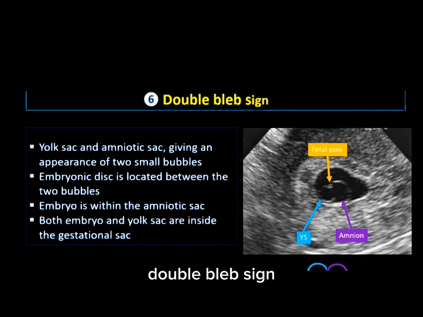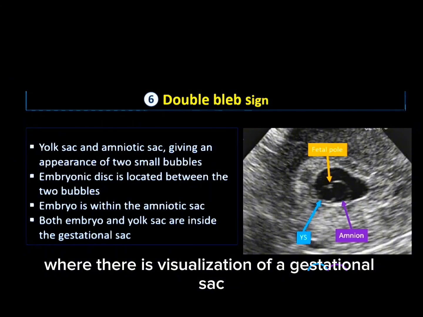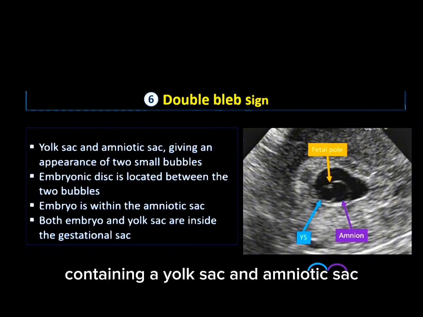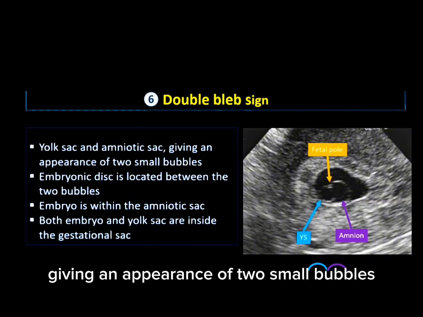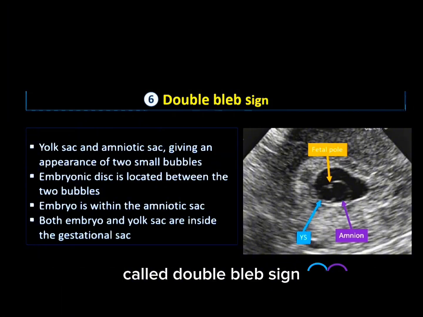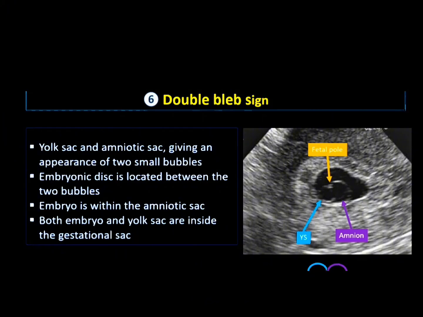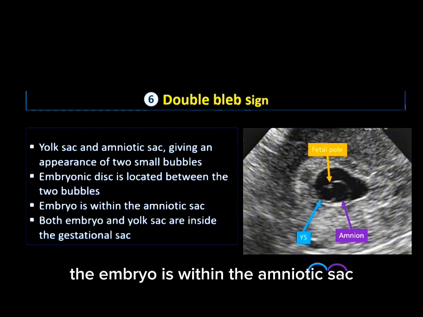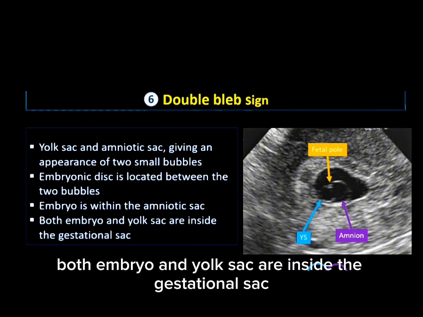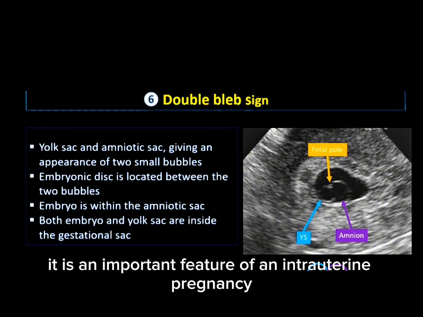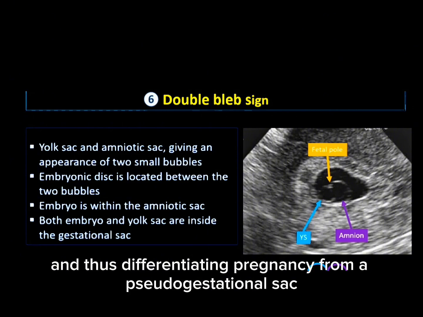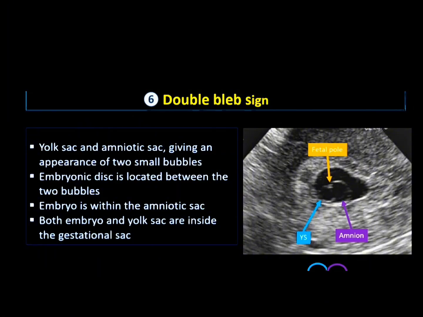Double bleb sign. It is a sonographic feature where there is visualization of a gestational sac containing a yolk sac and amniotic sac, giving an appearance of two small bubbles called double bleb sign. The embryonic disc is located between the two bubbles. The embryo is within the amniotic sac. Both embryo and yolk sac are inside the gestational sac. It is an important feature of an intrauterine pregnancy, and thus differentiates pregnancy from a pseudogestational sac.